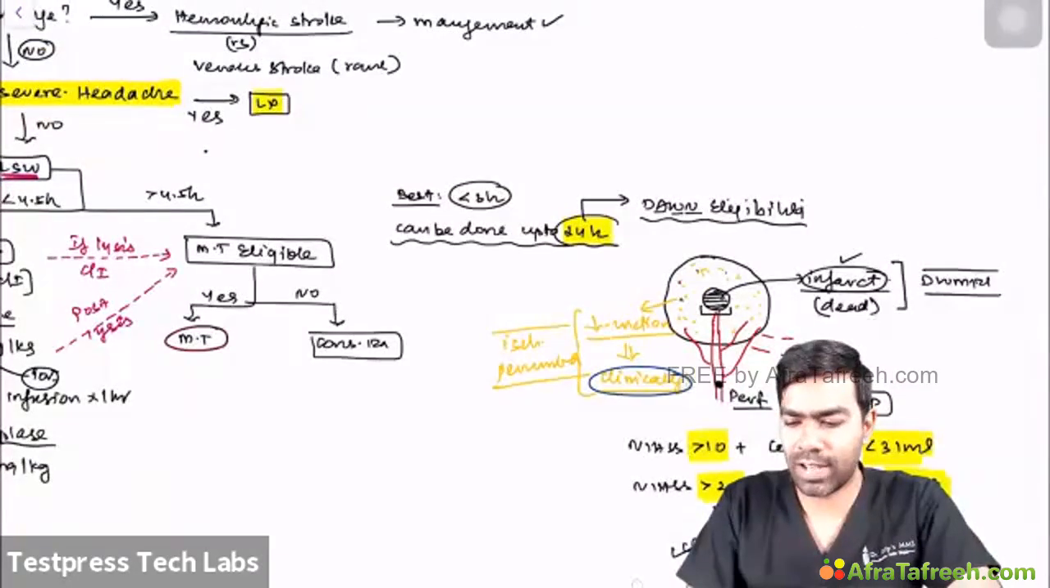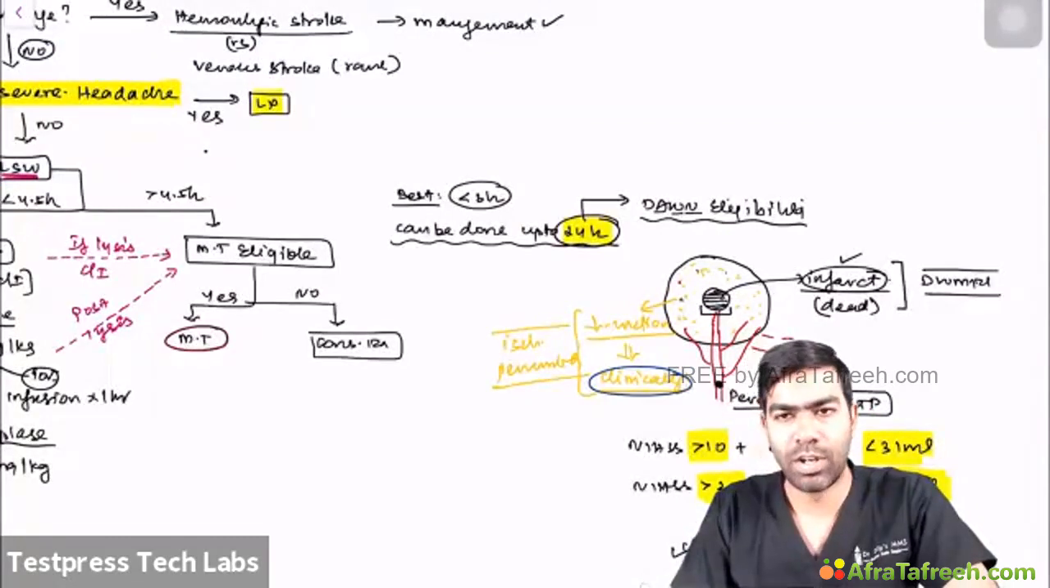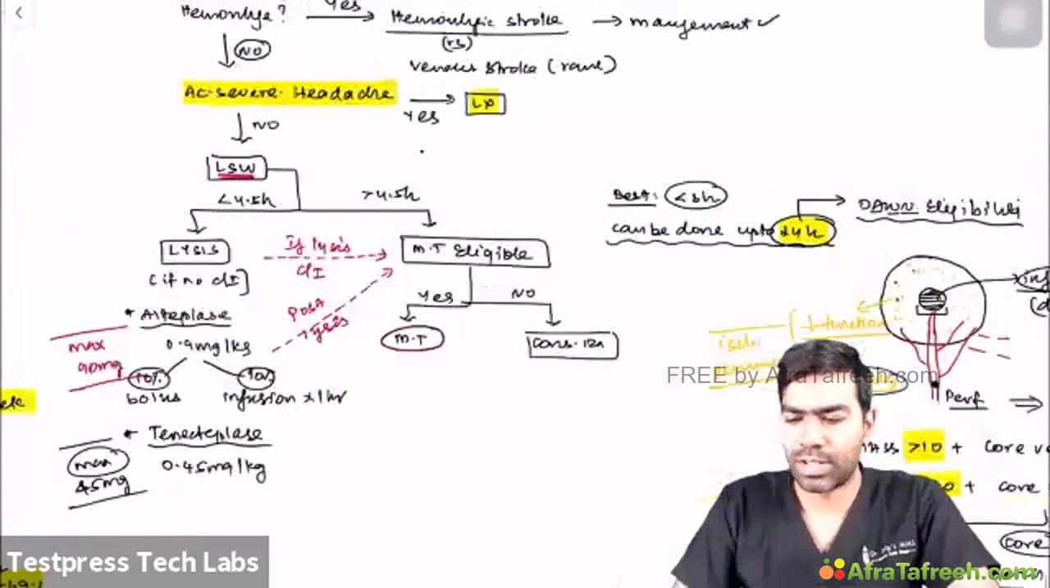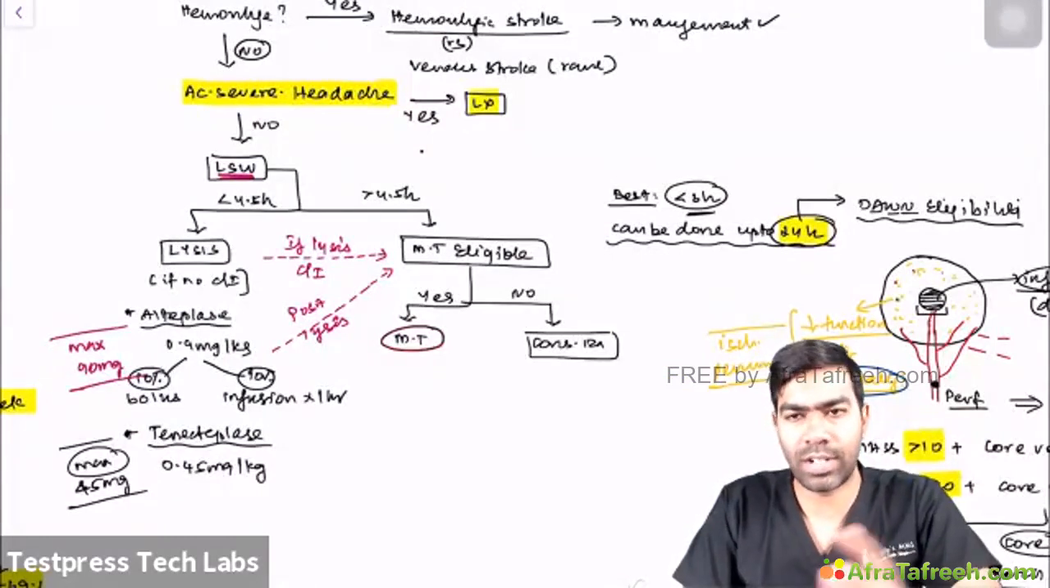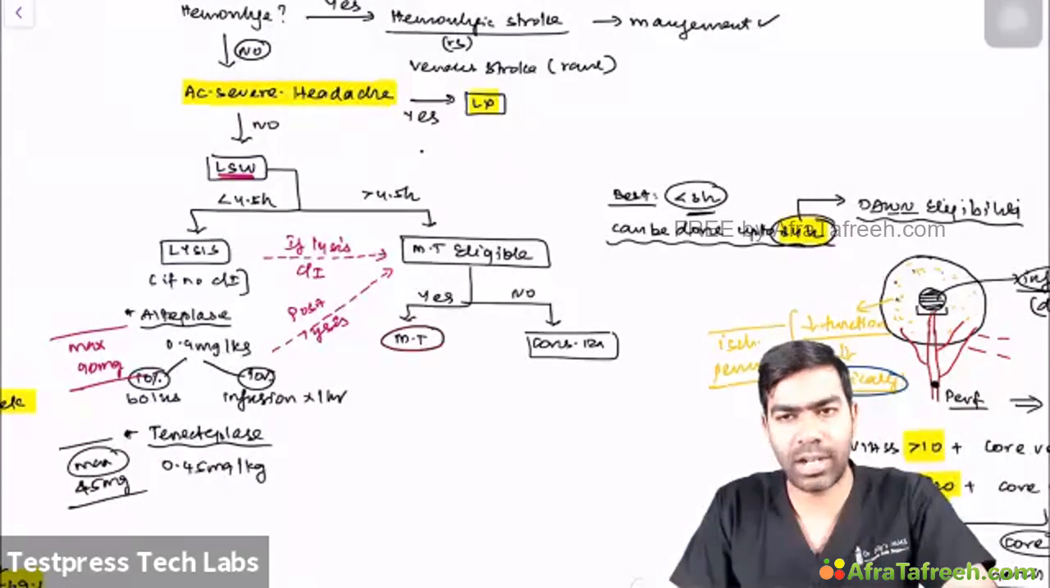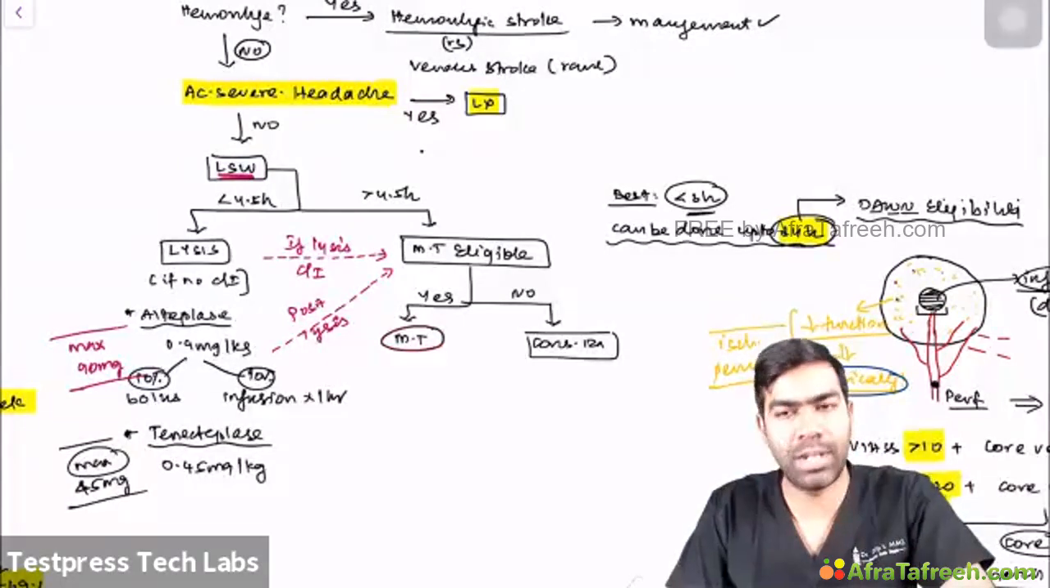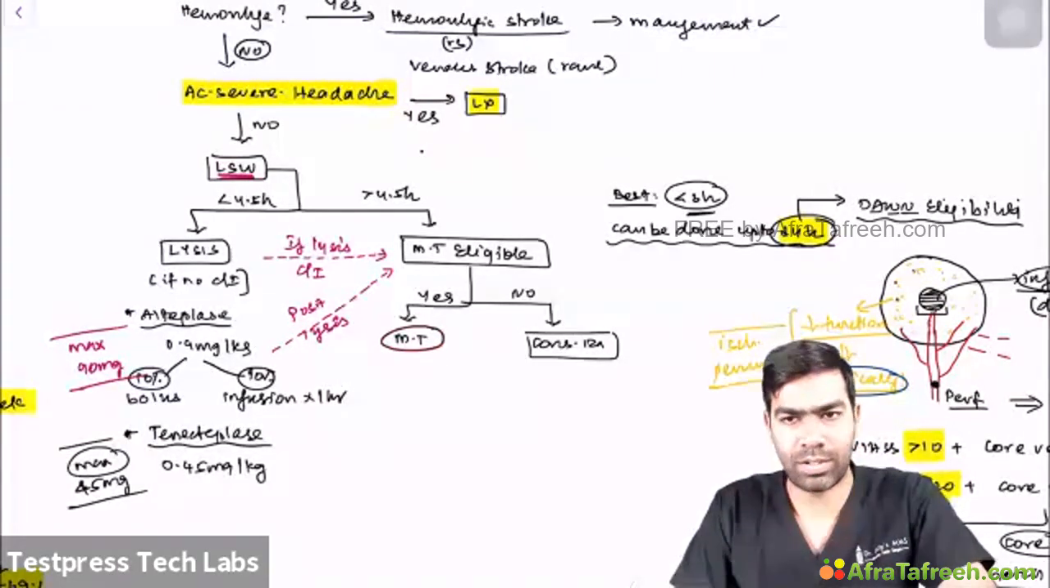That is the idea where I can do mechanical thrombectomy even up to 24 hours. So best if it's done within 6 hours, but you can do it up to 24 hours if you have certain eligibility criteria. There are many eligibility criteria that are coming up, but DAWN is the gold standard because it's the first trial which showed that mechanical thrombectomy can be done up to 24 hours, not only up to 6 hours.